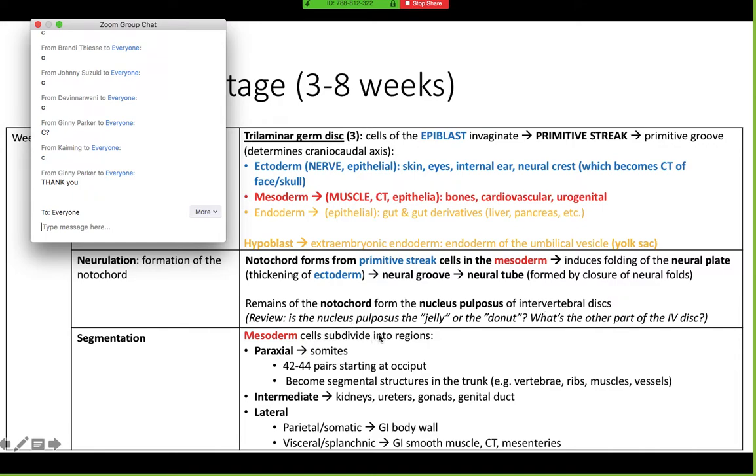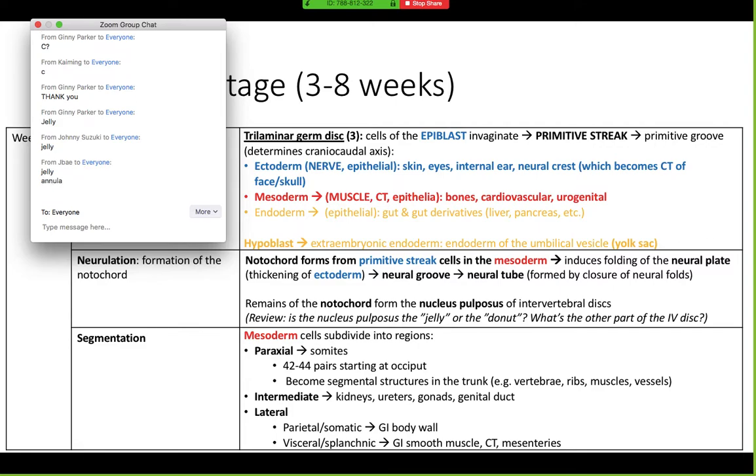So is the nucleus pulposus considered the jelly or the donut of the intervertebral disc? Yeah, right. It's the jelly. And then what's the other part? What's the donut surrounding it? Yes, annulus fibrosus. So nucleus pulposus, annulus fibrosus.